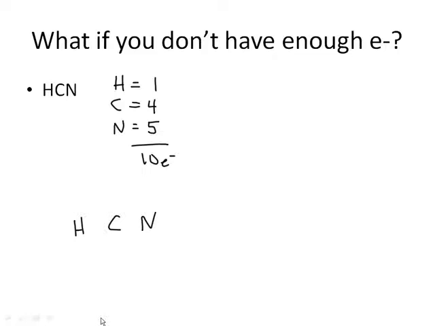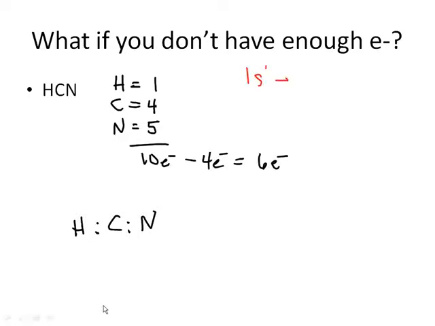So I picked my central atom. I've got 10 electrons. My first electrons go to make bonds. So there's 2 electrons for that bond and 2 electrons for that bond. I've used up 4 electrons. I have 6 electrons left. Hydrogen at this point has access to 2 electrons. And you'll remember from hydrogen's electron configuration, it's 1s1.